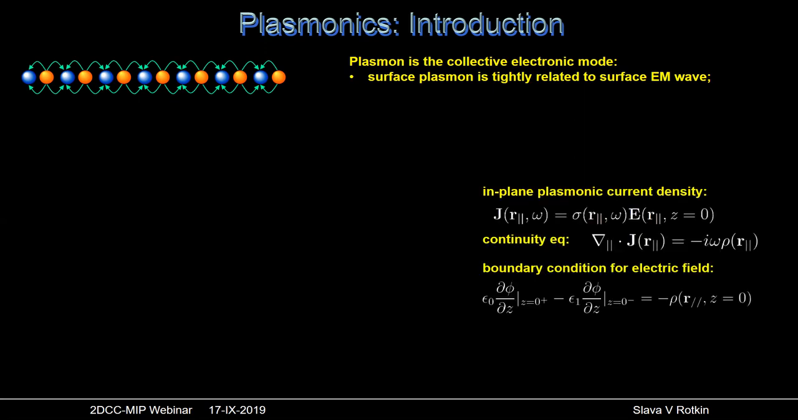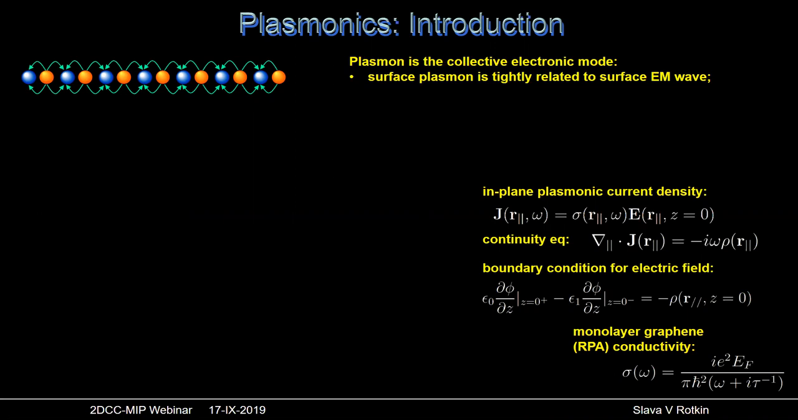So in principle, there is a very simple theory behind that. If you know the conductivity of the sample, you can solve the currents as a function of the electric field. And then you can use the continuity relation to connect currents to the charge density. And then you can relate charge density to the jump of the electric field itself. So you know the conductivity of graphene, which is related to the Fermi level.